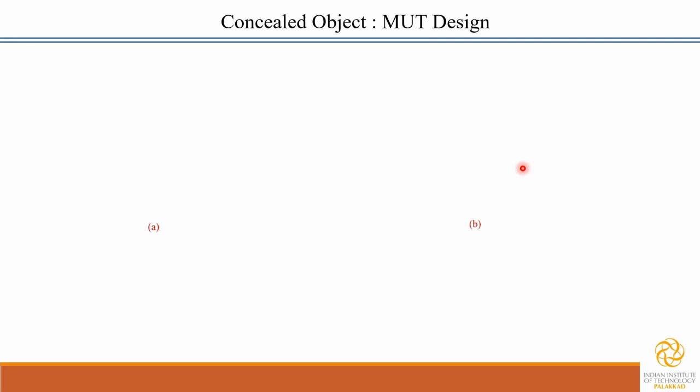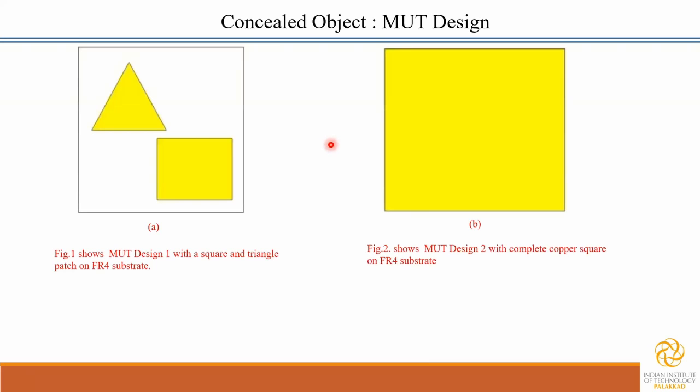As I've already told before, our analysis is not limited to breast tumor detection. It is further extended to concealed object signature extraction too. So for that, we have two designs, MOT design 1 and MOT design 2. So one can see the MOT design 1. In this case, the MOT is an FR4 sheet with a copper patch on top. An FR4 of dimension 200 millimeter by 200 millimeter is taken in this case. Copper of shape rectangle and triangle are made on the FR4 sheet, which is shown here.